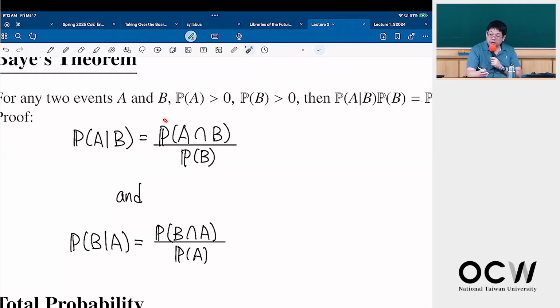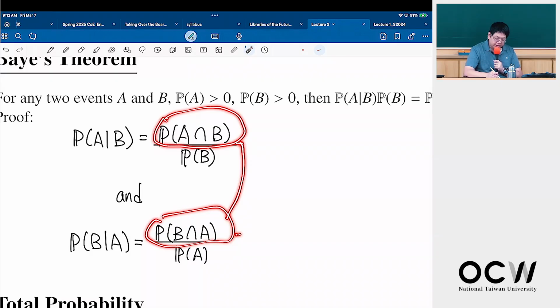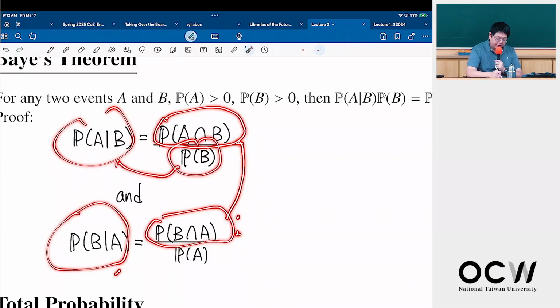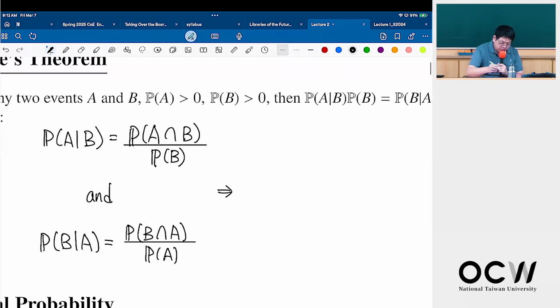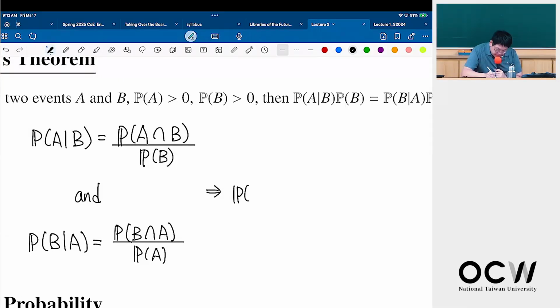So in this case, on the right hand side, I have the probability of A intersect B, and here I have the probability of B intersect A. They are the same. So since they are the same, the left hand side times their denominator will also be the same. So the probability of A given B times the probability of B will equal the probability of B given A times the probability of A.